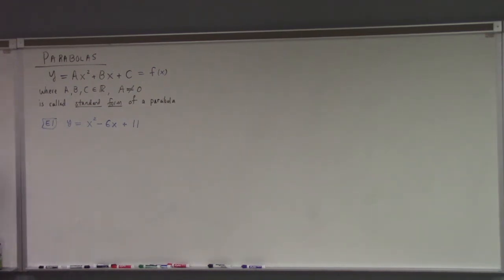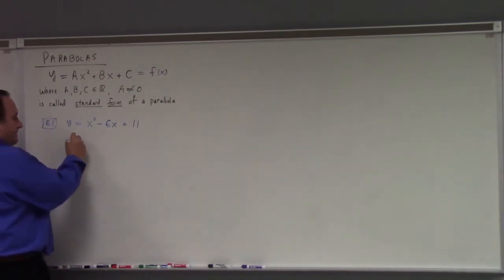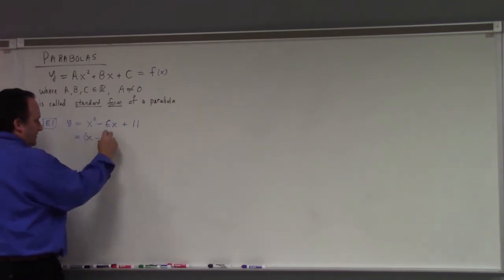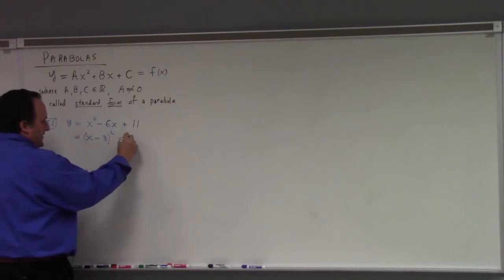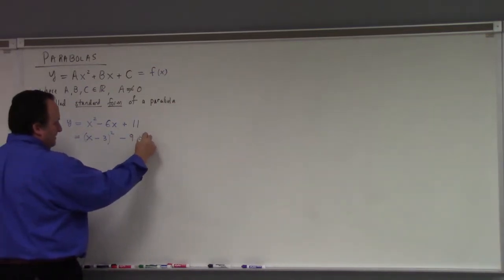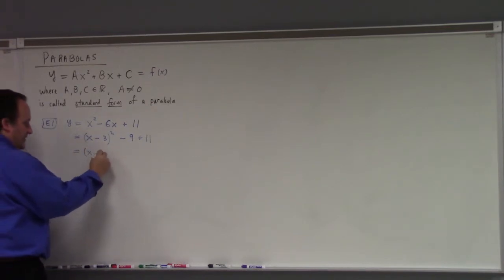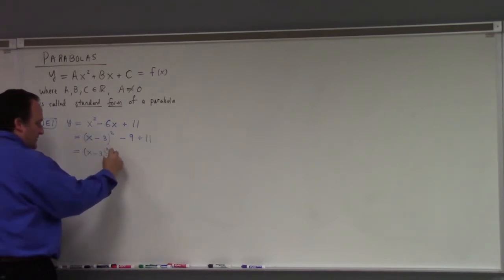So what you do is you complete the square. Completing the square gives me x minus 3 quantity squared. Then I have to subtract 9 and add 11. So what I have then is x minus 3 quantity squared plus 2.